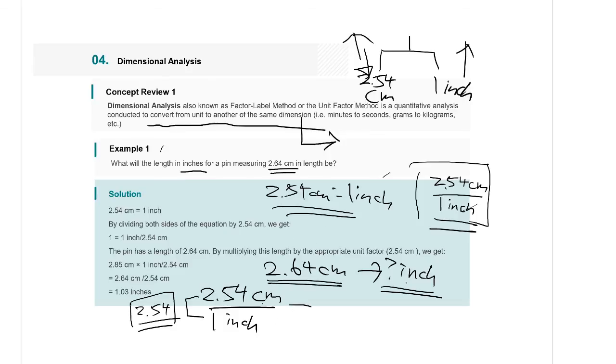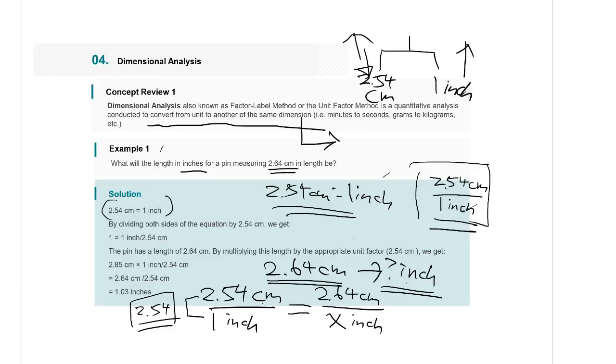In other words, you can set up an equation. You have 2.64 centimeters, and you just don't know how many inches. When you calculate the number of this fraction, on both sides they must be equal, because due to the conversion factor we know that 2.54 centimeters equals 1 inch. It cannot be violated. So you can set up the equation: 2.54 to 1 inch equals 2.64 to x inches.